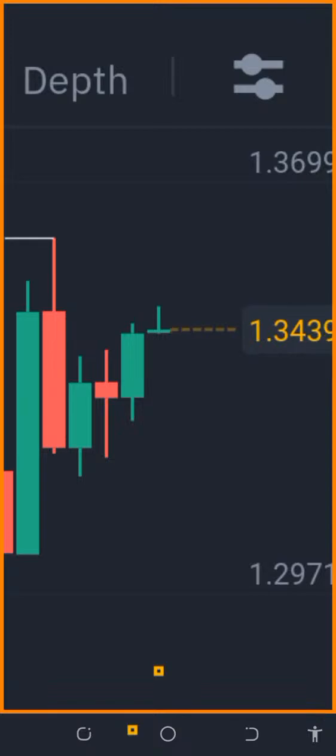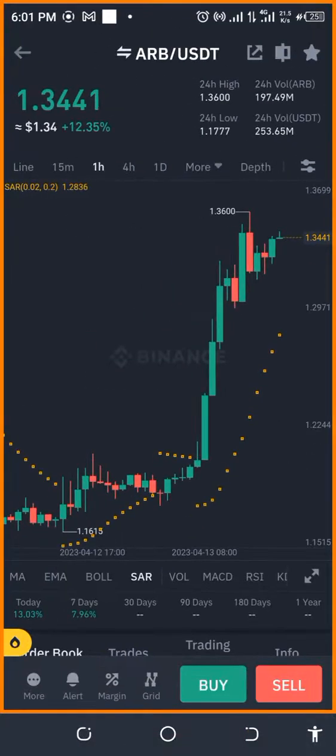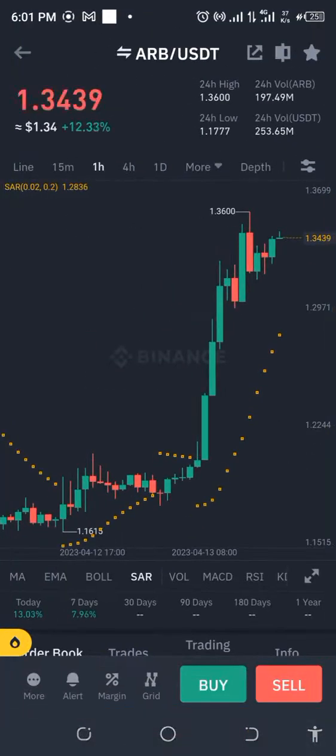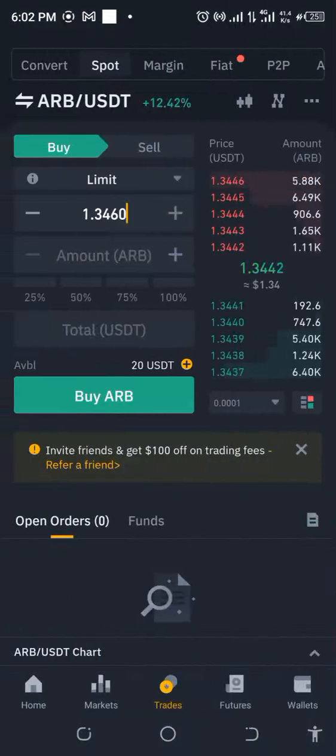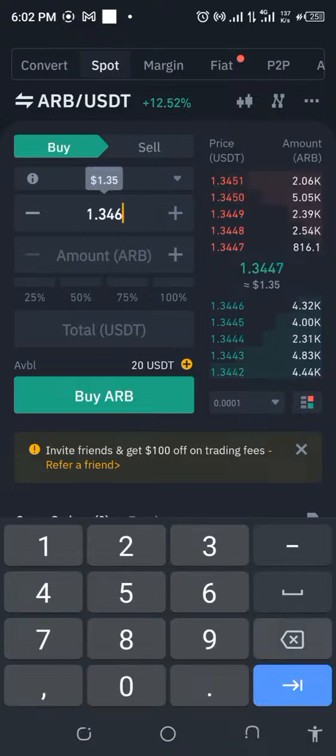I'm going to set a buy limit first, and then afterwards I'm going to set a sell limit, okay? Because you know that spot trading is buying the coin, holding it for a while, and selling it for profit once it rises. So let's go ahead and see how we're going to do this. Let's do a quick simulation. Currently the price is at 1.34. I'm going to take this down to 1.32.